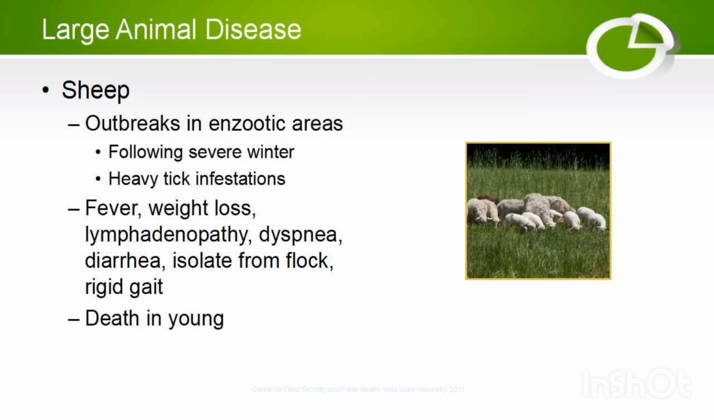Tularemia has resulted in high mortality outbreaks in sheep in exotic areas like in Canada and in some states of United States of America. Clinical signs reported include fever, weight loss, regional lymphadenopathy, and diarrhea. Ill animals will also separate themselves from the flock, have a rigid gait, and may have respiratory difficulty. Death most commonly occurs among young animals, but pregnant ewes may abort.